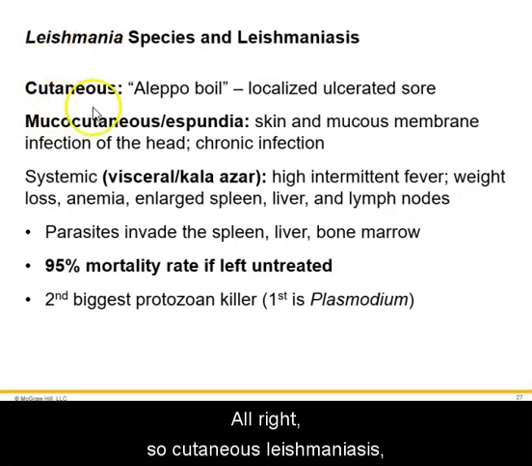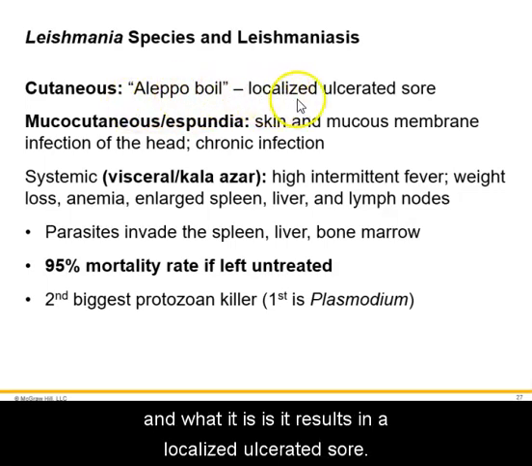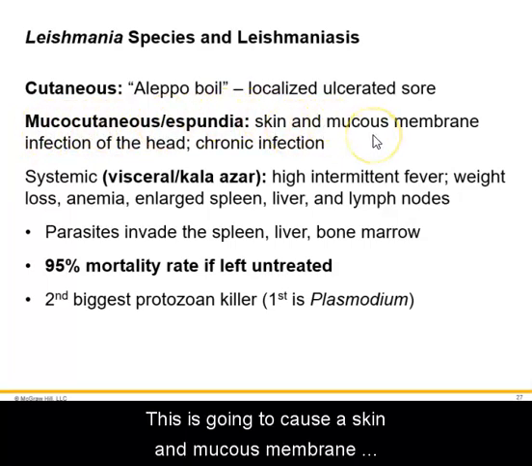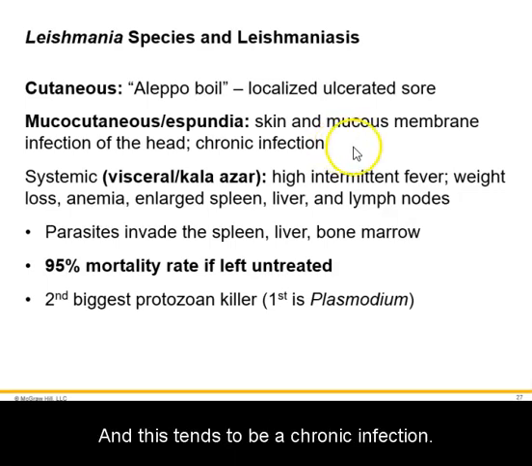All right, so cutaneous leishmaniasis, sometimes also called an Aleppo boil, results in a localized ulcerated sore. Then you've got Espundia, which is also mucocutaneous leishmaniasis. This is going to cause a skin and mucous membrane infection of the head, okay? And this tends to be a chronic infection.